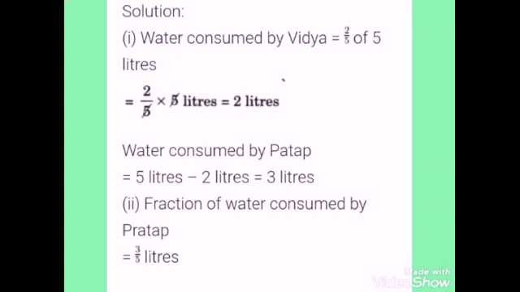In our second subdivision, we have to find the fraction of water consumed by Pratap. So water consumed by Pratap is 3 liters and the total quantity of water that they had is 5 liters. As we know, a fraction is a part divided by the whole. Here the part of water consumed by Pratap is 3 liters, that is the numerator is 3, and the whole is the total quantity of water, that is 5. So the fraction of water consumed by Pratap is equal to 3 by 5.